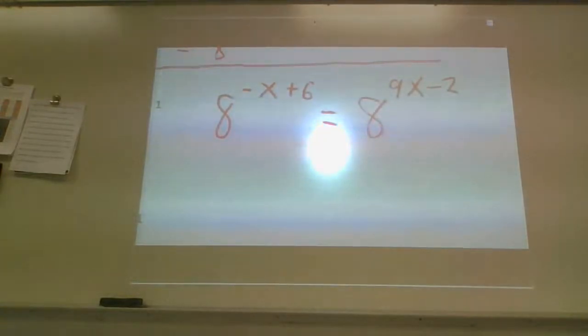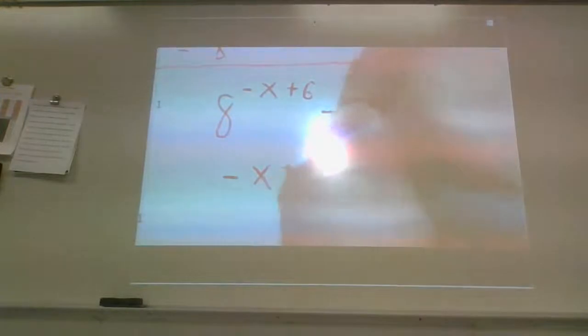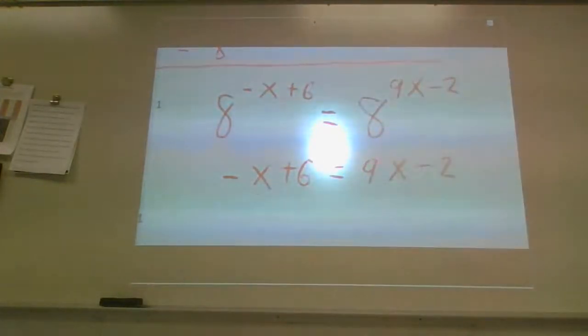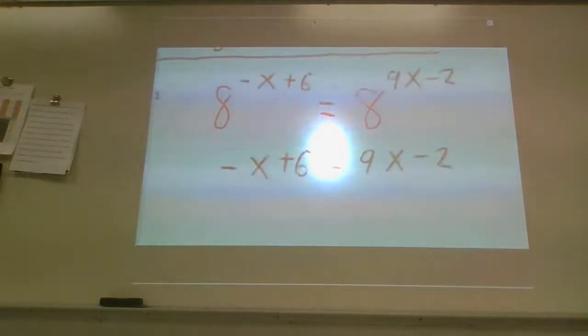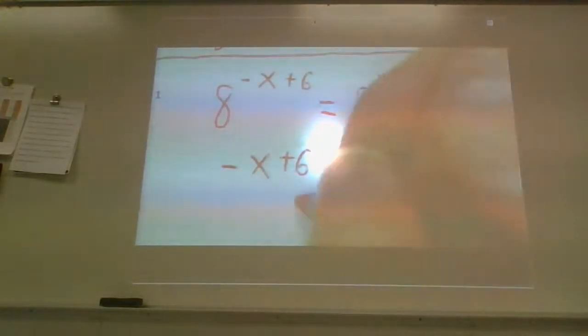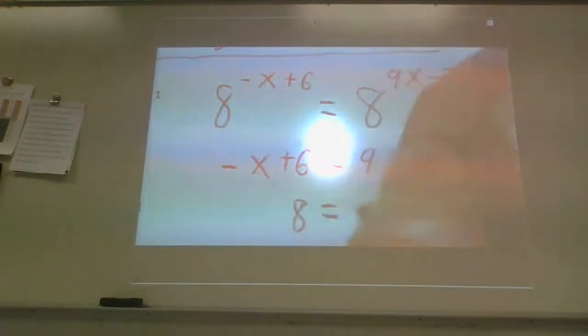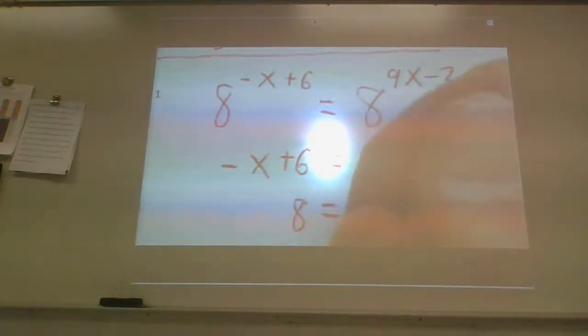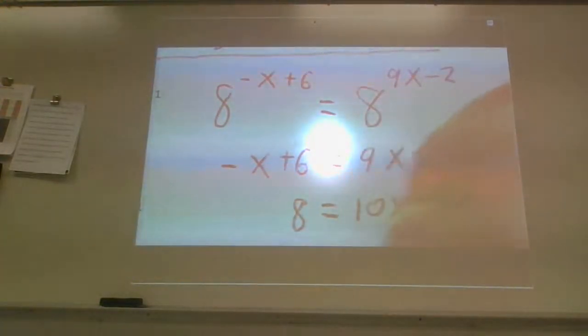now we can utilize that property. Negative x plus 6 equals 9x minus 2. And we can solve this problem like we were back in Algebra 1. I'm going to add the 2. I'm going to add the x. I'm going to have to divide by 10. And I get an answer of 0.4.